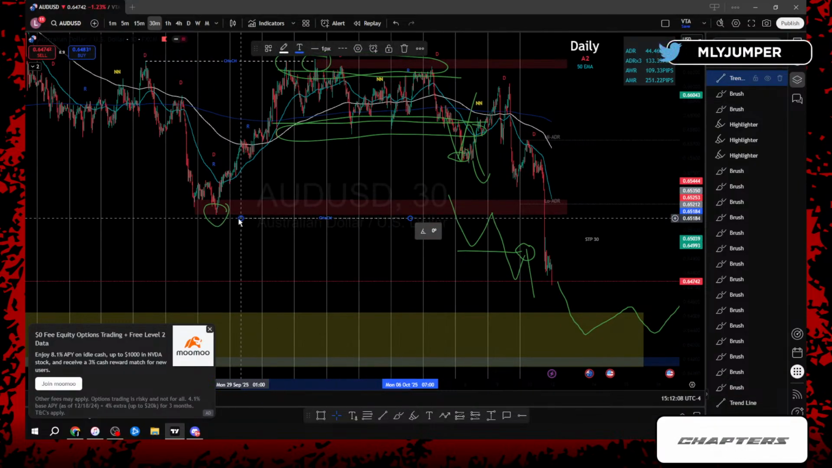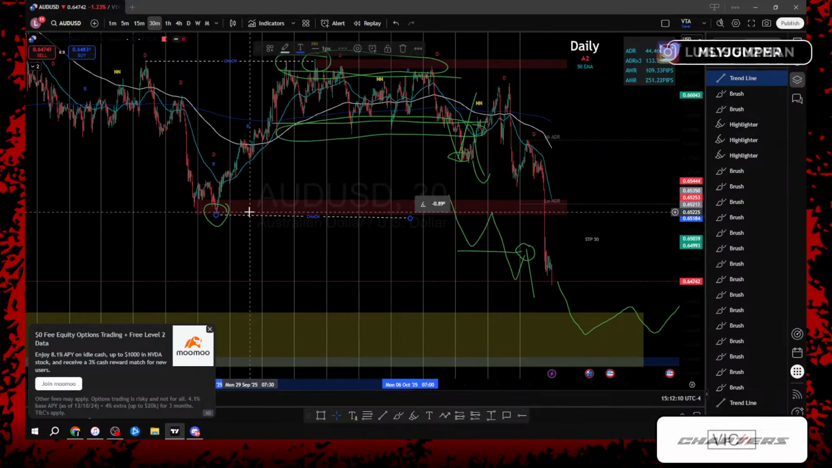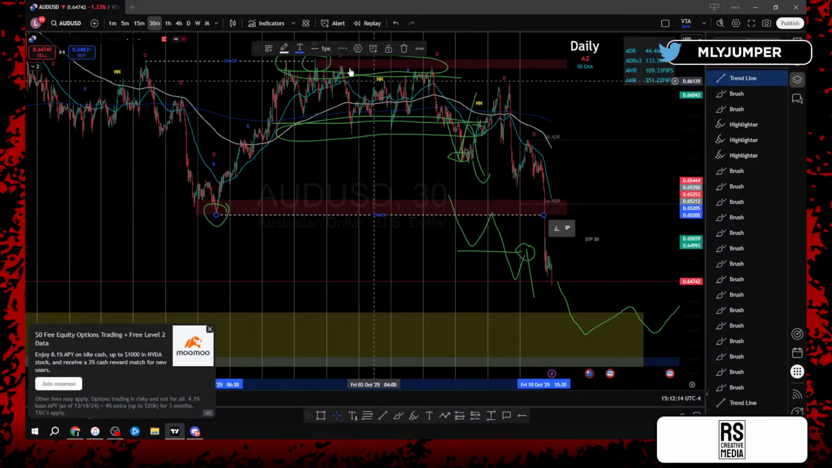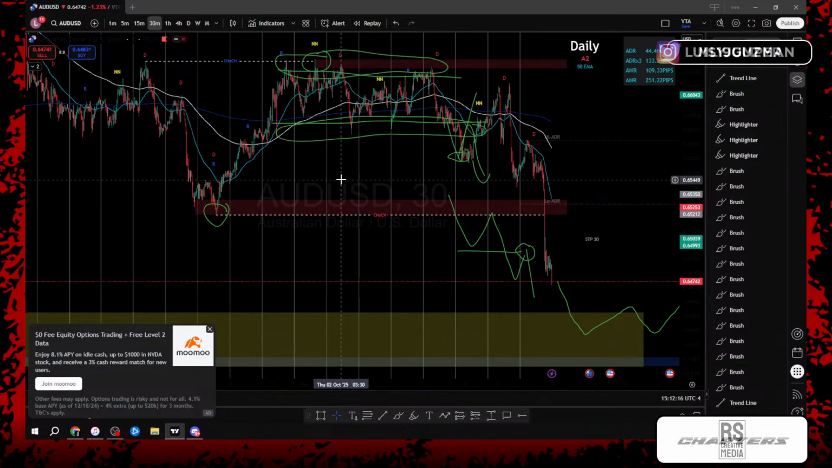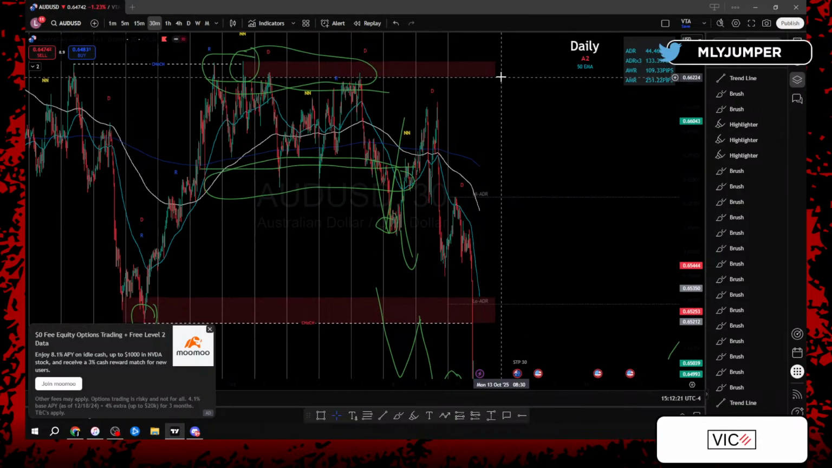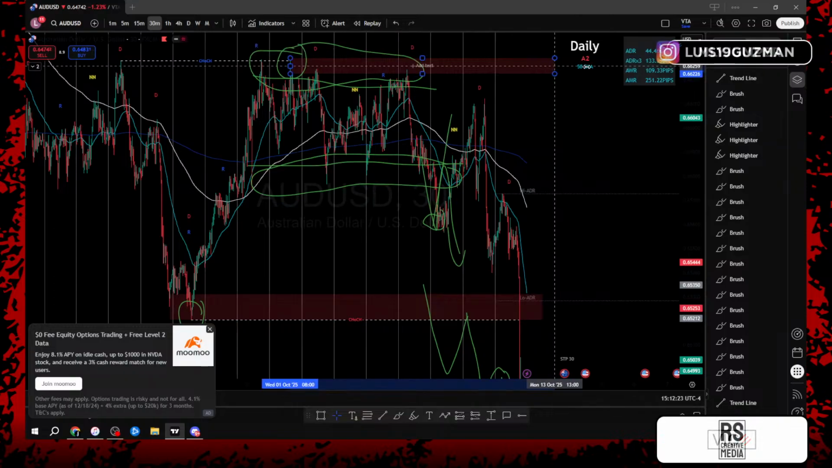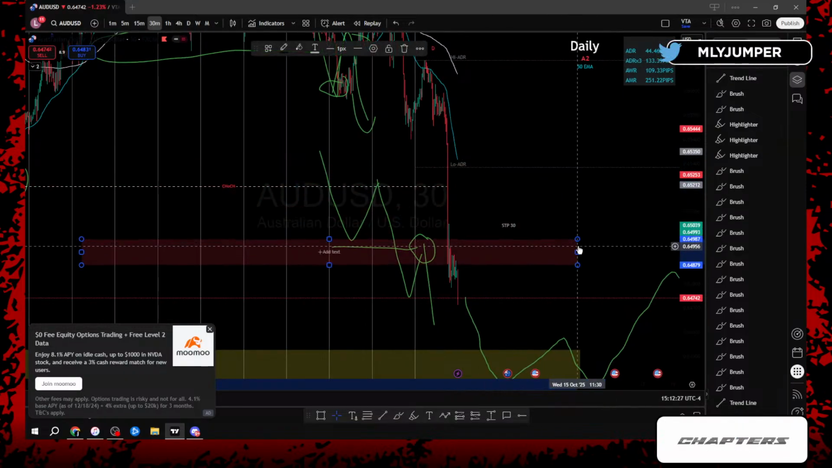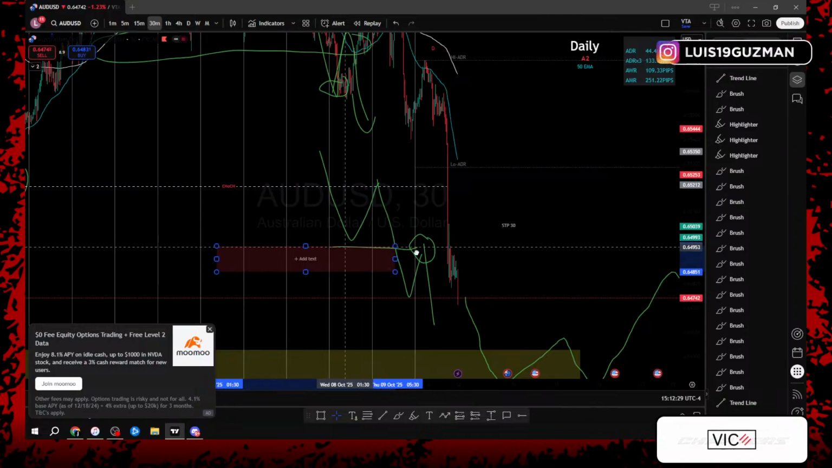And then price gave us a change of character. Change this to red so we know it's a downtrend, and we're trading between this 30-minute high up here and these 30-minute lows.